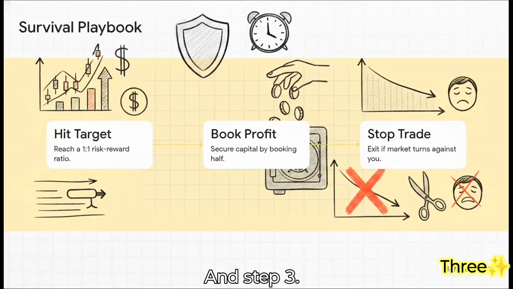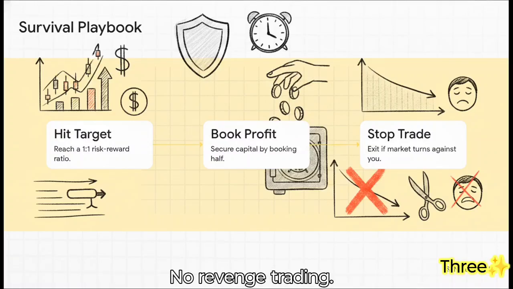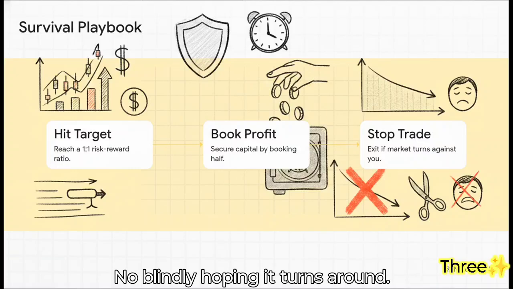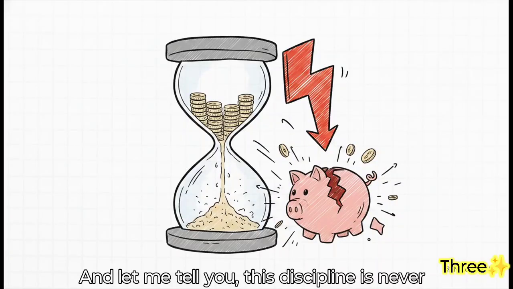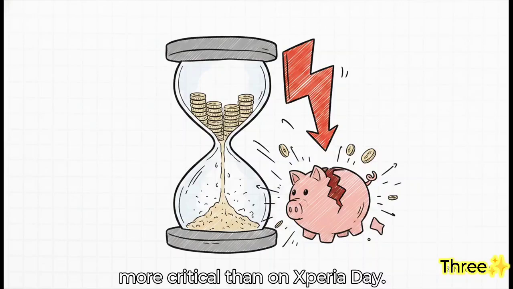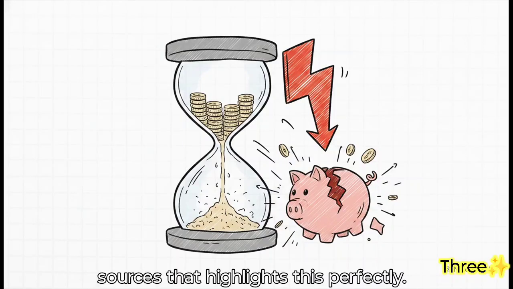And Step 3. If the market breaks your setup and moves against you, you stop the trade entirely. No revenge trading, no blindly hoping it turns around. You cut it, period. And let me tell you, this discipline is never more critical than on expiry day. We've got a real scenario drawn from our sources that highlights this perfectly.